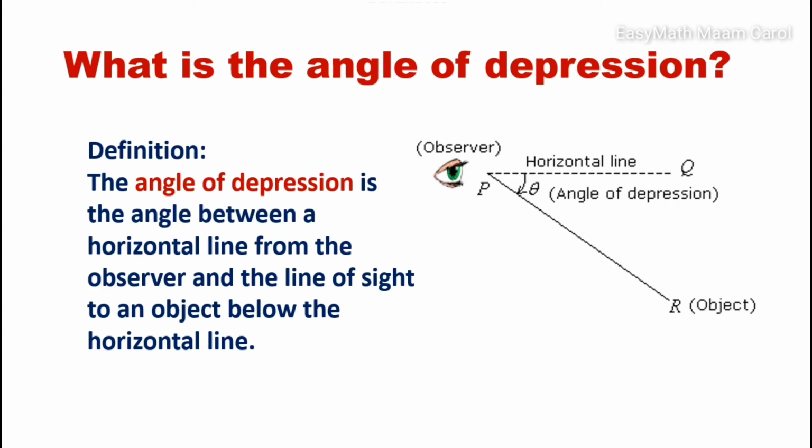What is the angle of depression? Definition, the angle of depression is the angle between a horizontal line from the observer and the line of sight to an object below the horizontal line. So, as opposed to the first definition, dito naman, yung bagay ay nasa ibaba nung horizontal line. So, parang tumutunghay ka pababa. Yung tao o yung observer ay nasa isang mataas na lugar at yung kanyang tinitingnan ay nasa baba.